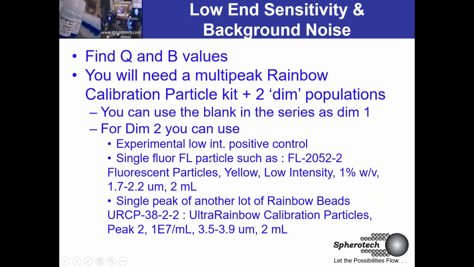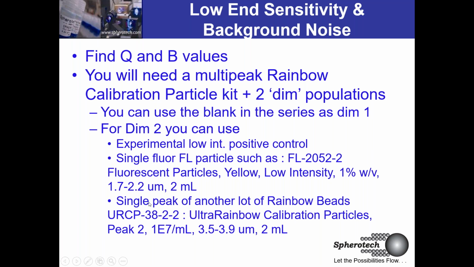We want to see essentially it's like asking how good are the eyes of the person you trust, right? You want to make sure that they have good glasses, or at least you have a corrective value to determine what they're seeing, right? So we can use the blank from the first series as a first dim population. You're going to need a second dim population. Now, you could probably use a cell, you could use a single fluor particle. We offer some FL, or fluorescence low intensity particles.